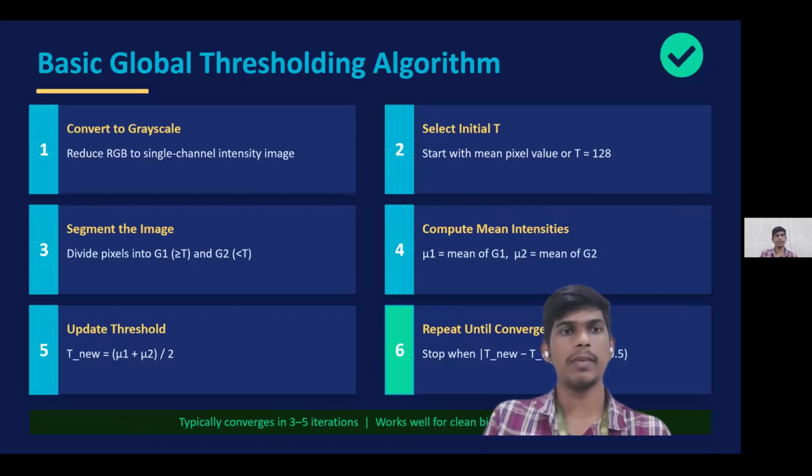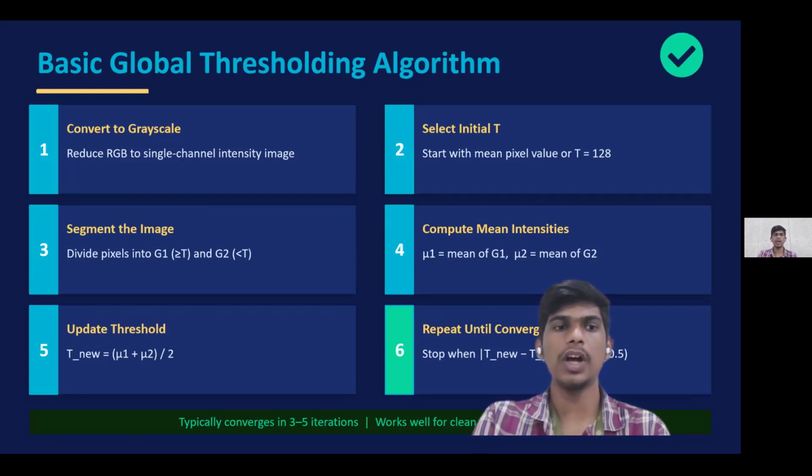Coming to basic global thresholding, the algorithm steps are like this. First, we need to convert RGB to a grayscale image, and then select the initial threshold, starting with T equal to 128, which is the mean of 0 and 255. You can take any threshold by following the trial and error method.